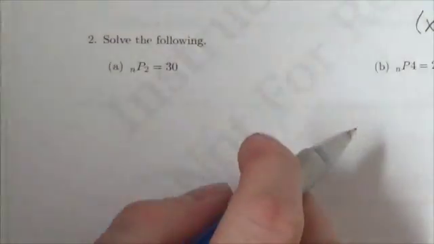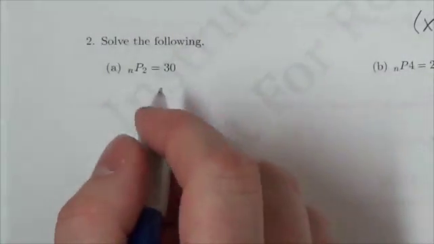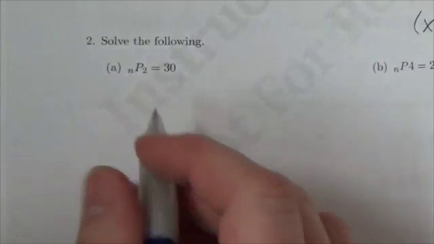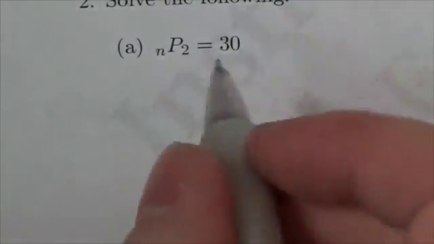Now, there is a calculator way to handle this, and I appreciate that, and we'll go over that in class here, but what I want to do to start off with is take a quick look at how you might do this one algebraically. So I'm going to zoom in a little bit here so it's easier to see. nP2 is equal to 30.